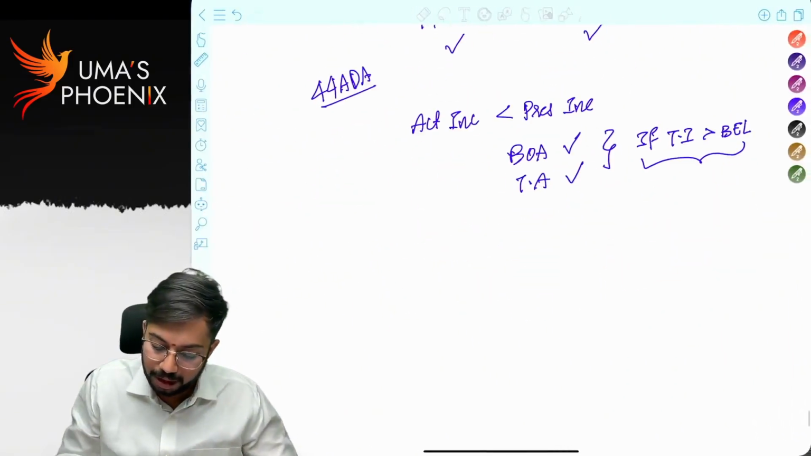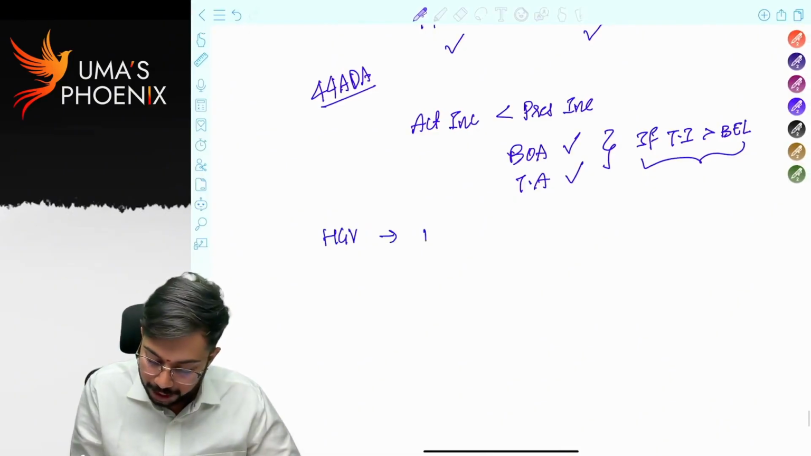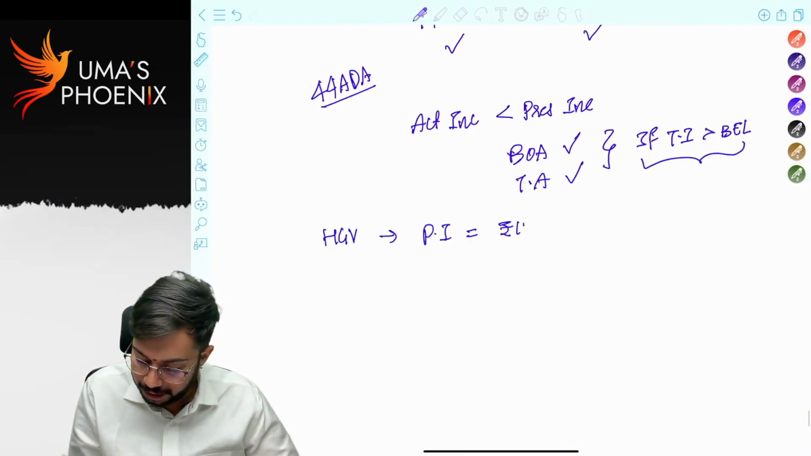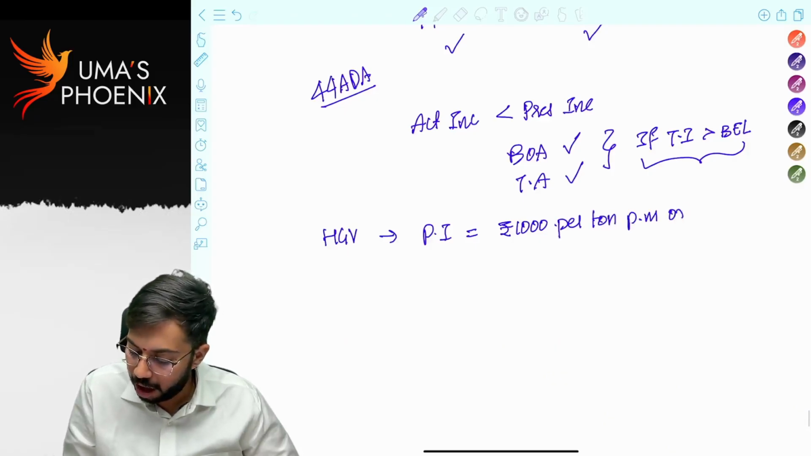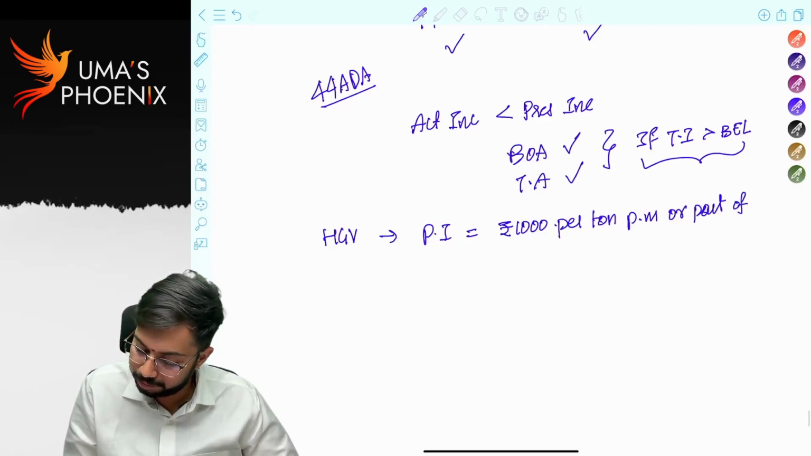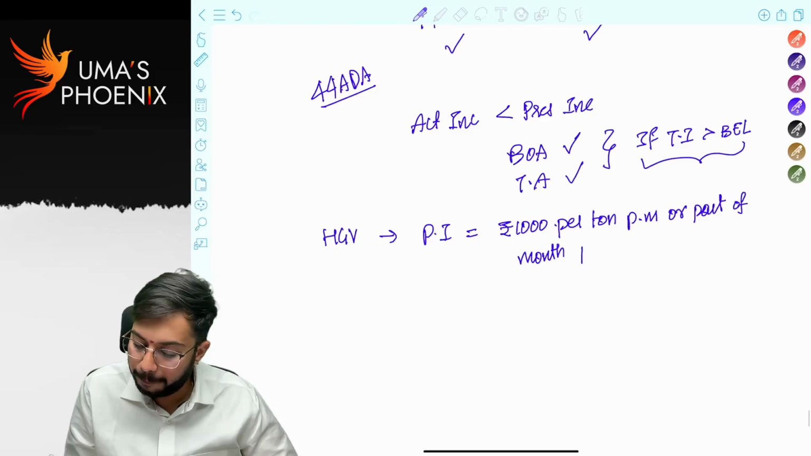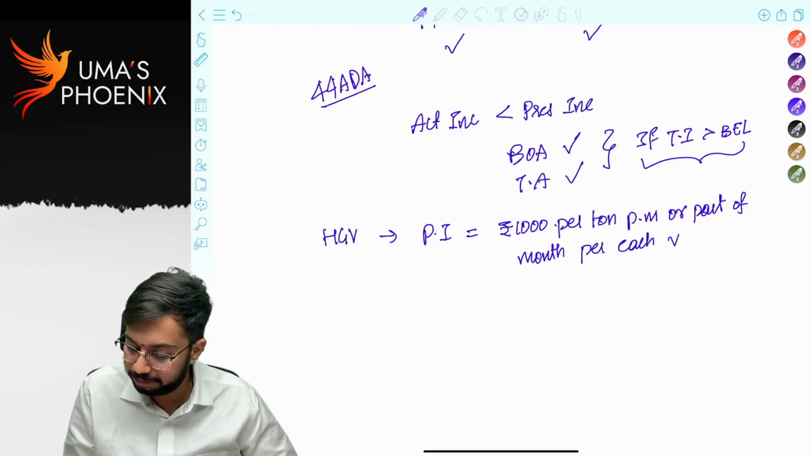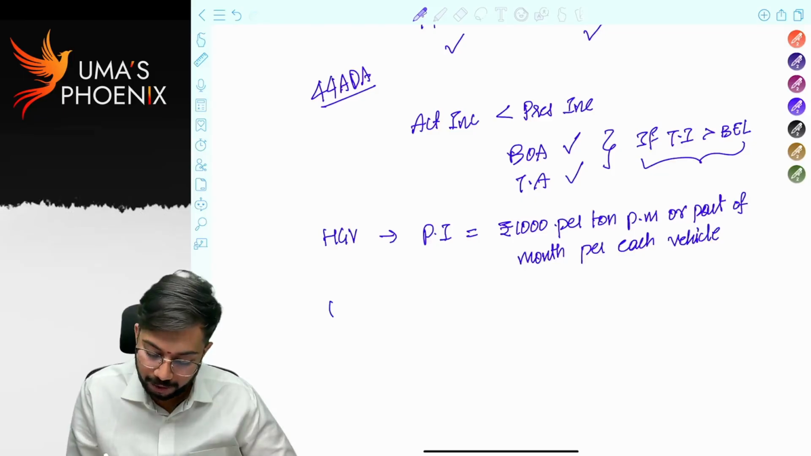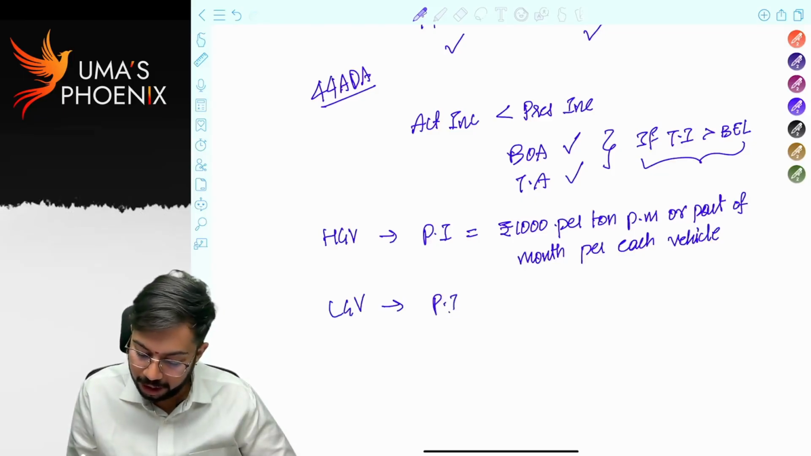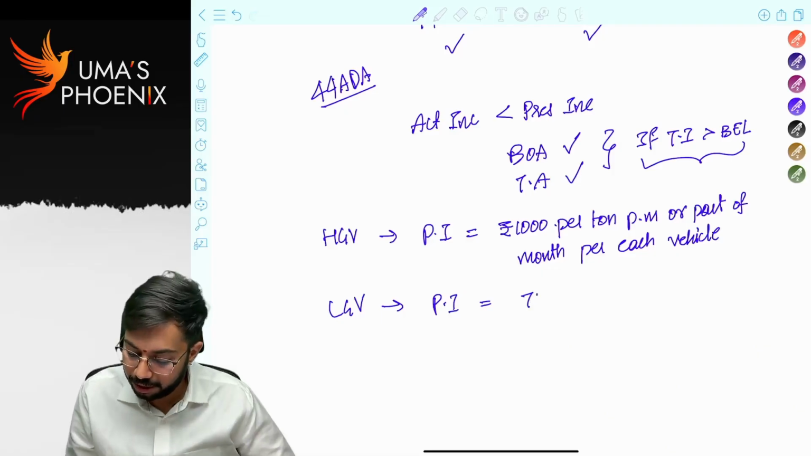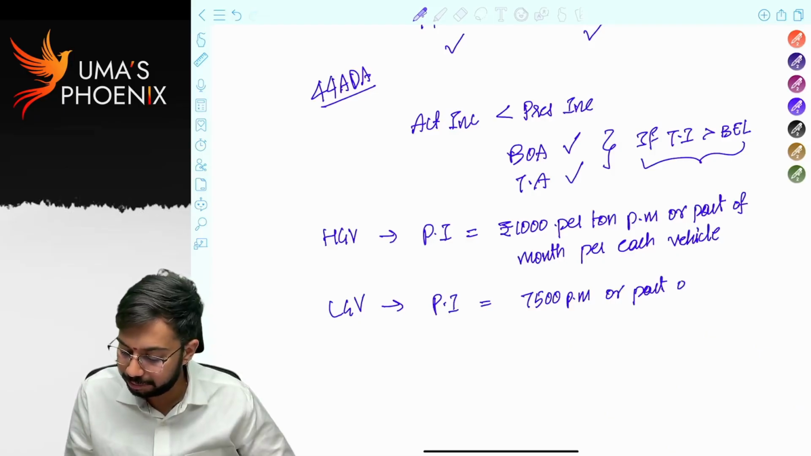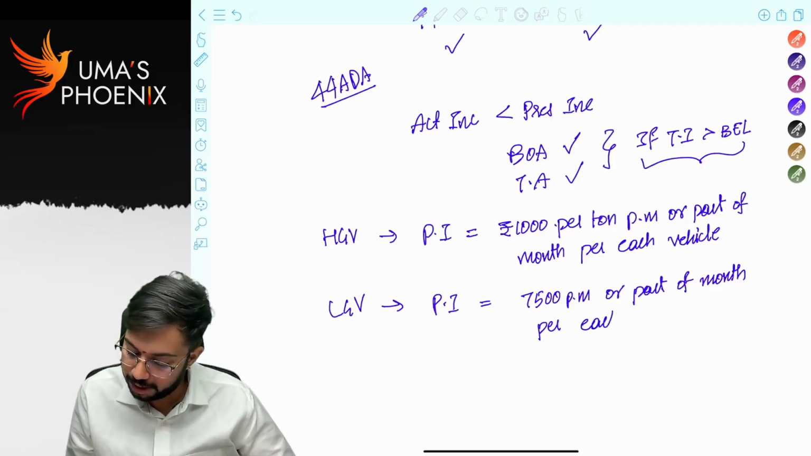Very simple. Heavy goods vehicle, presumptive income is equal to rupees 1000 per ton per month or part of month per each vehicle. For light goods vehicle, presumptive income is equal to 7,500 per month or part of month per each vehicle.